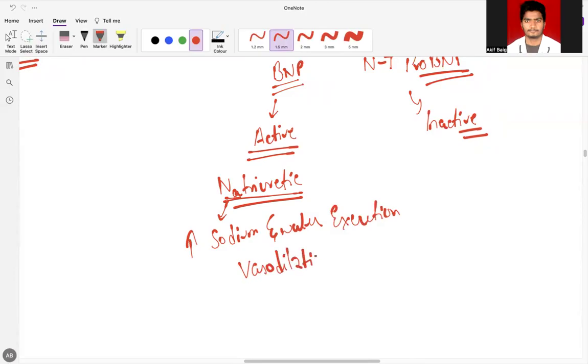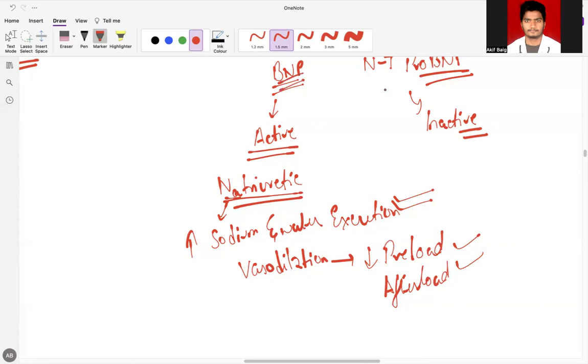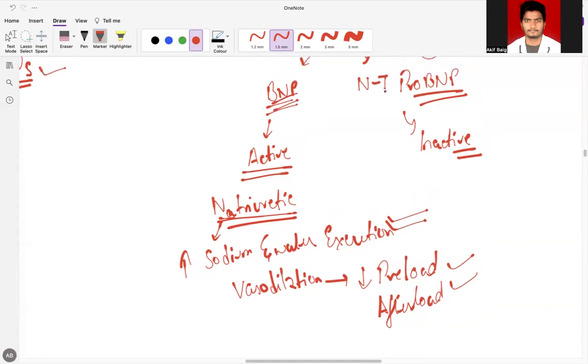All these effects are useful in heart failure. More sodium and water is excreted, which prevents load on the heart. Also, because of the vasodilation, there is a decrease in preload as well as afterload on the heart. So these two are beneficial effects of beta natriuretic peptides. These effects are not there with NT-proBNP.